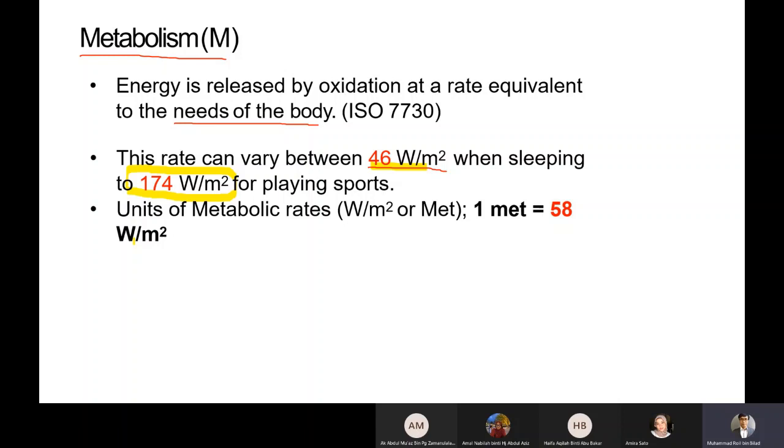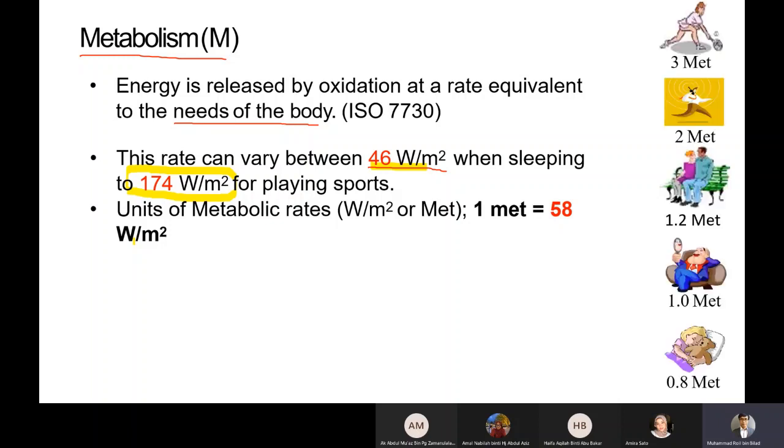When you relax, when you sit relaxed on your sofa, for example, without thinking heavily about exam or assignment, you just enjoy watching a movie, that is about 1 MET. 1 MET is 58 watt per square meter. These are some of the graphical information about how much energy you spend. Sleeping is about 0.8 MET. Enjoying yourself on a sofa, watching TV or K-drama, you spend about 1 MET.